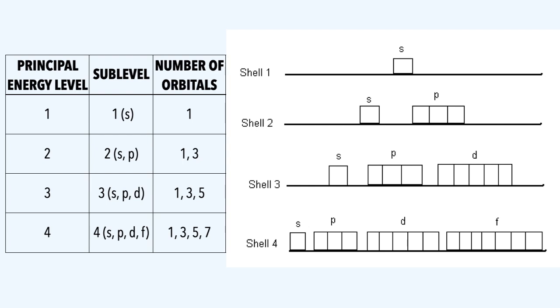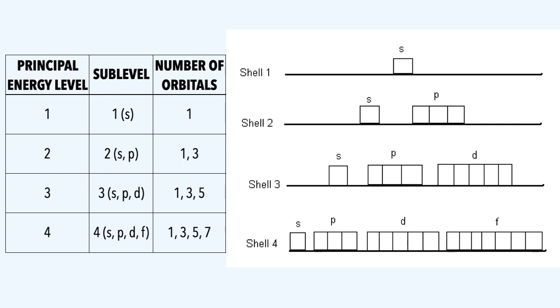Next, sa shell 3, ang sublevel natin ay 3. We have S, P, and D. Okay? Nakikita nating squares dyan. Yan ang ating number of orbitals. For S, meron tayong isang orbital. For P, may 3. At for D, meron tayong 5.